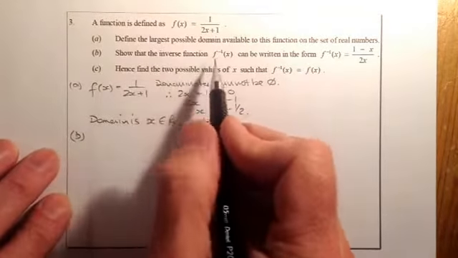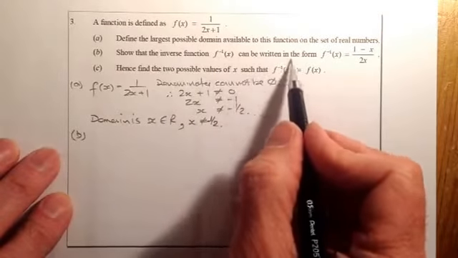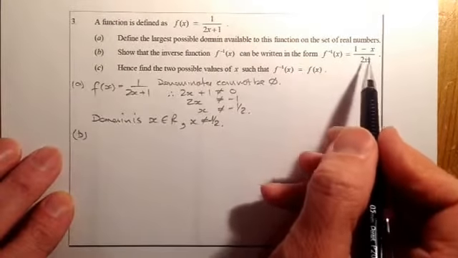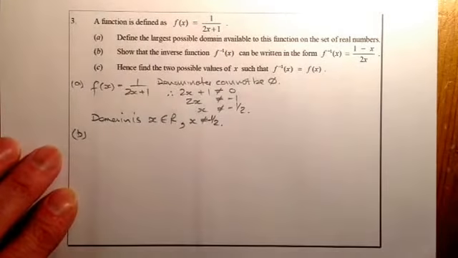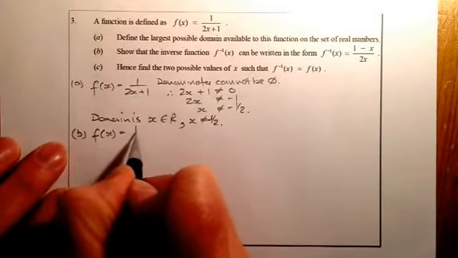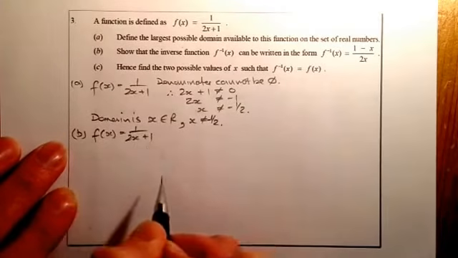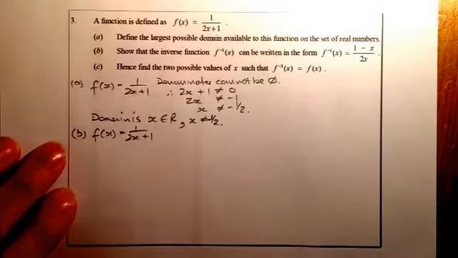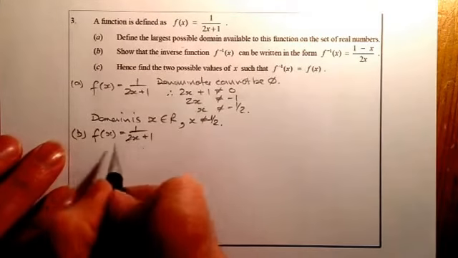Part B. Show that the inverse function, so another inverse function question, can be written in this form here, okay? So let's go ahead and sort that one out. So remember, we're going to start with the f of x function, 2x plus 1. Change the subject around to have it saying x is equal to. Right, so let's go and do that first of all.